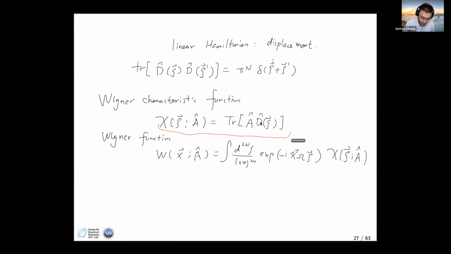So take any operator A, you can take the trace with the displacement operator, and in the multimode case, it's a multimode displacement operator. And then this will become the Wigner characteristic function. And then if you do a Fourier transform, pretend that this is a function, and invert it, then you get this Wigner function. And they are very useful in practice, as we will see.